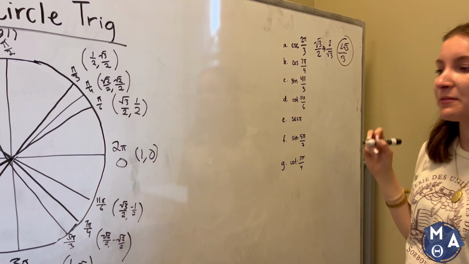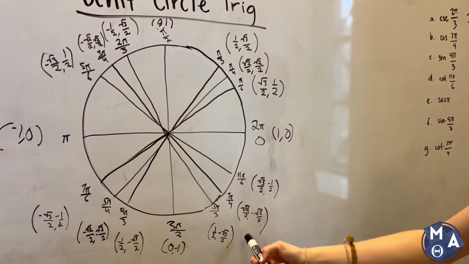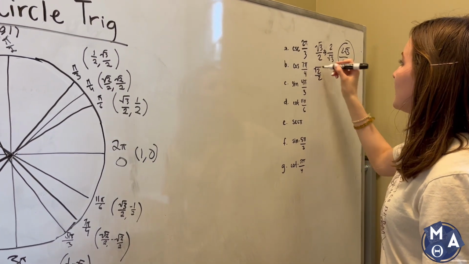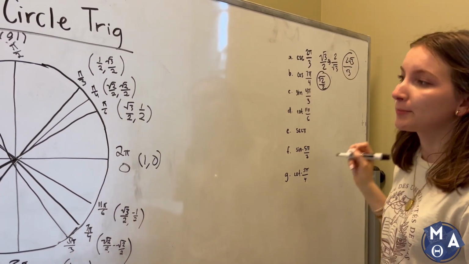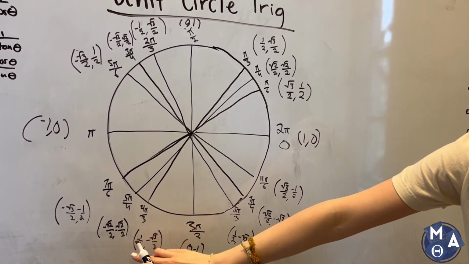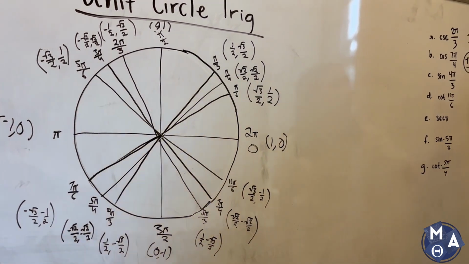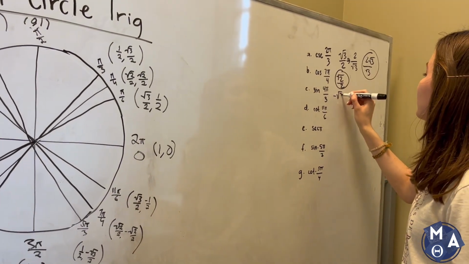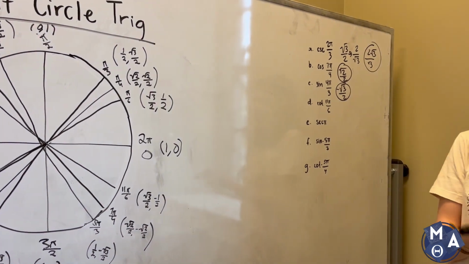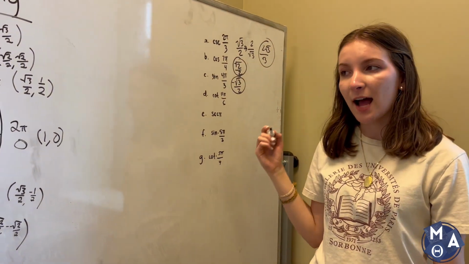Then we have cosine of 7 pi over 4. If we look over here, what is our x value? It's root 2 over 2. That's our answer for that one. Sine of 4 pi over 3. Once again, look down over here. Our y value is negative root 3 over 2. And remember, try to be memorizing the circle because, like I said, you're not going to have this on a test.